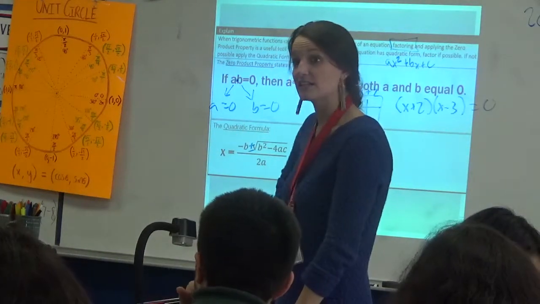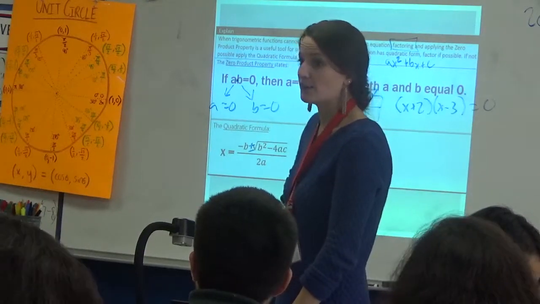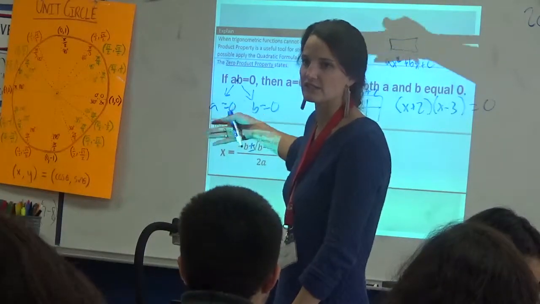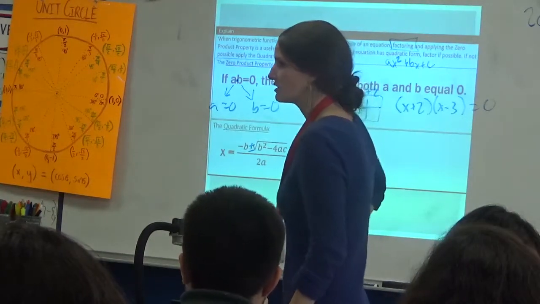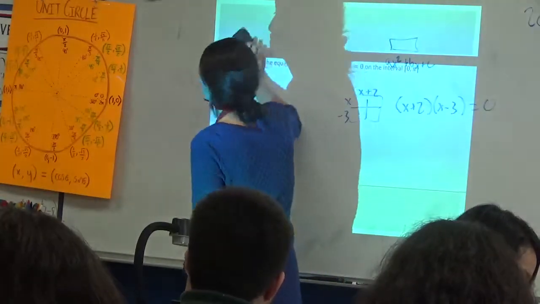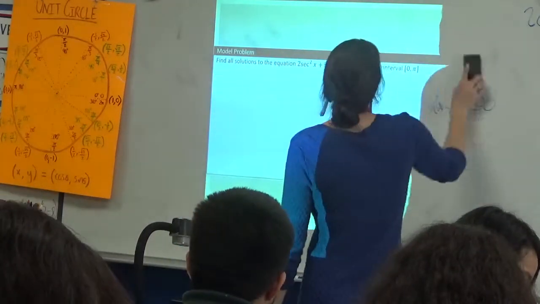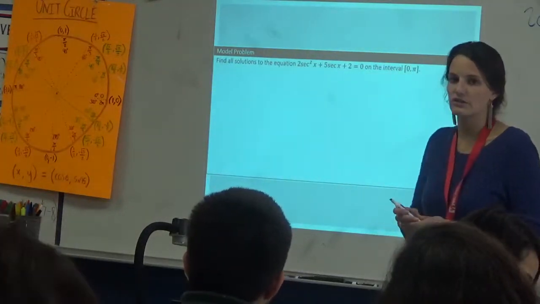Okay, so let's look at an example. And I'm going to walk through this thought process, and it's going to get us to one of these last strategies that we haven't seen yet. But let's also talk about why we can't do the things we've already done. So, the next problem says, find all solutions to the problem: 2 secant squared x plus 5 secant x plus 2 equals 0.